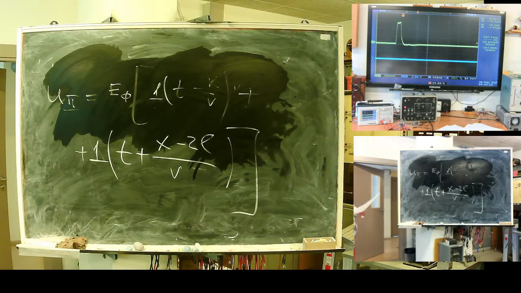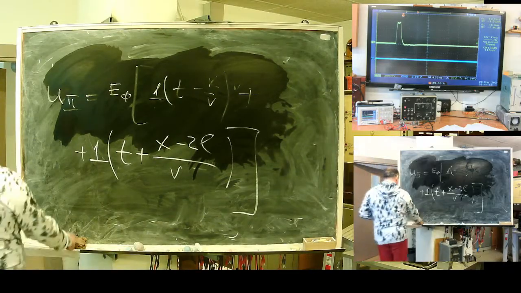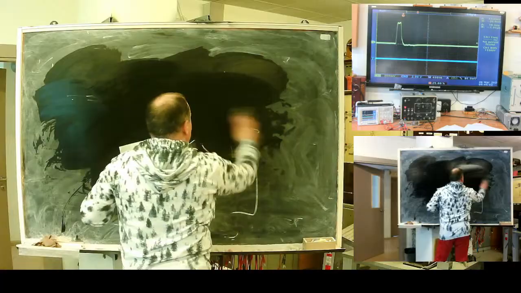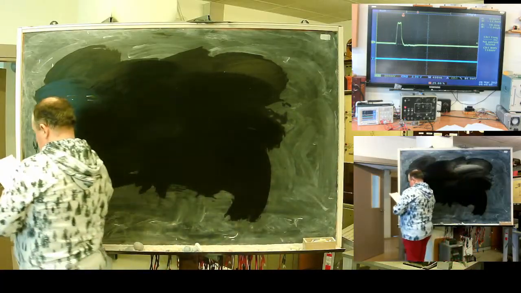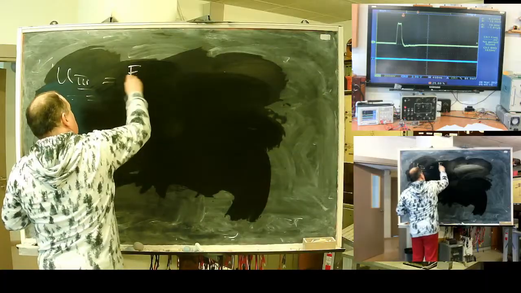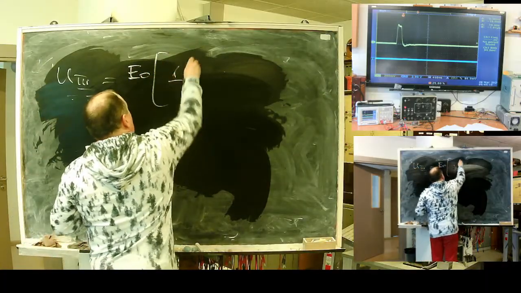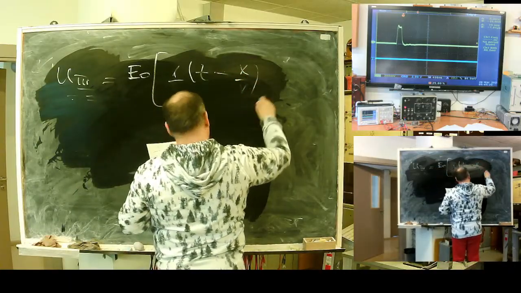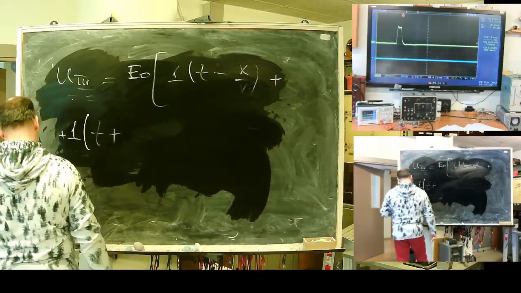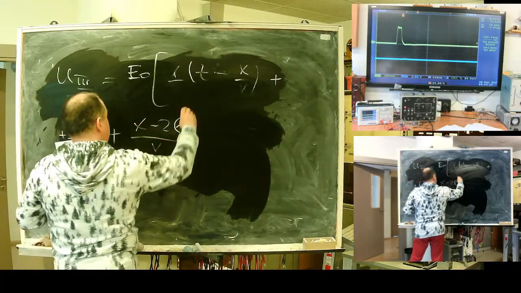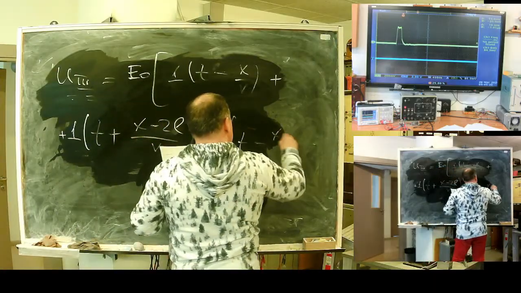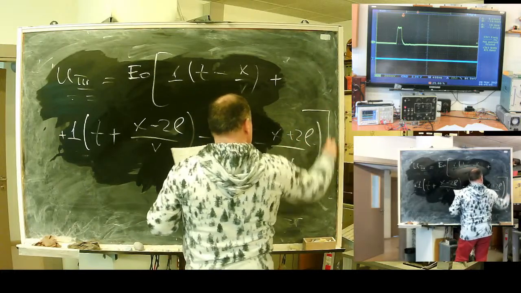For stage number 3, it will be E0 multiplied by 1 minus x divided by v plus 1 plus double a divided by v and minus 1 t minus x plus double a divided by v.